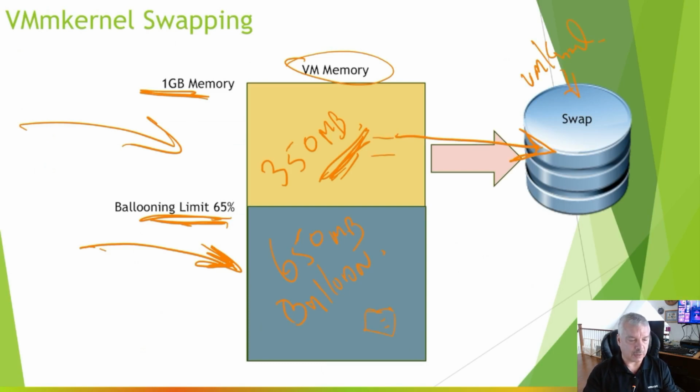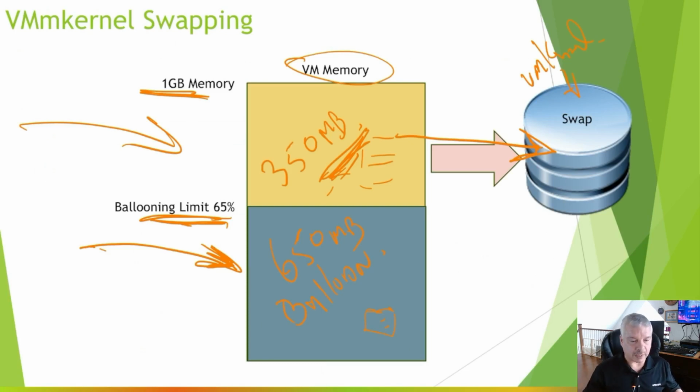It doesn't know what the contents of those pages are. It doesn't care what application within the VM is using that. It's taking those contents and dropping them to your swap file, the VMkernel swap file. So this is a bad thing that's going to happen. So ballooning is the first step, and when ballooning can't satisfy things, then at that point we're going to do VMkernel swapping.